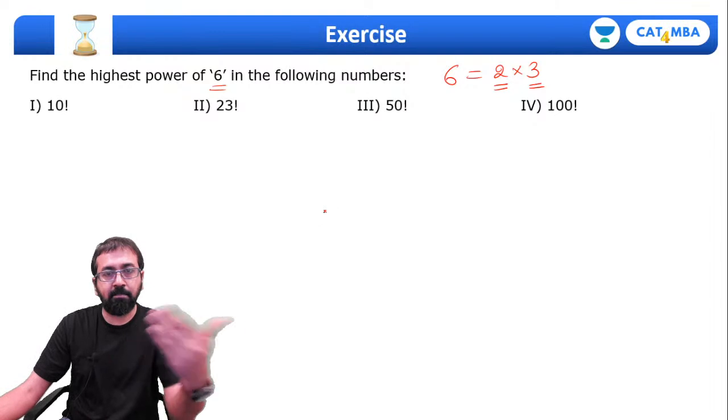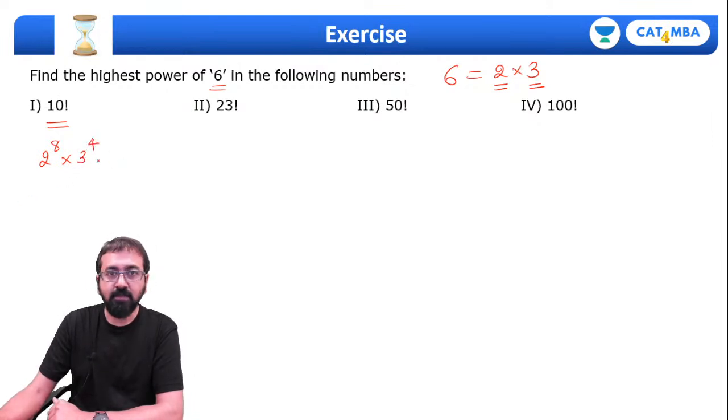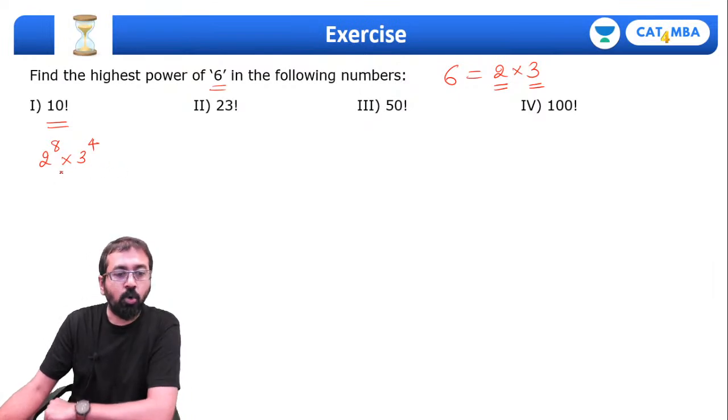Now please check the previous data. We have already found out power of 2 in 10 factorial, so it was 8. We had already found out power of 3 in 10 factorial. What was the power of 3 in 10 factorial? So it was 4. Correct? Power of 3 in 10 factorial was 4. Okay, so how many pairs of 2 and 3 can I make?